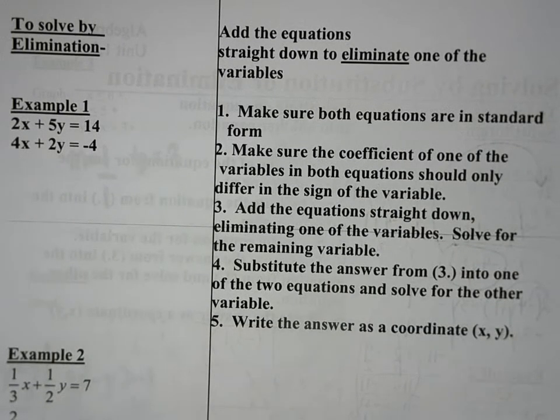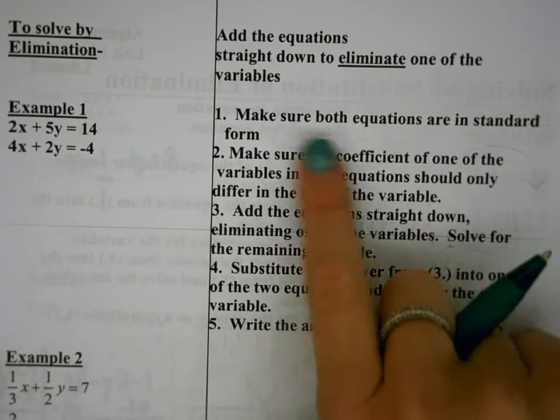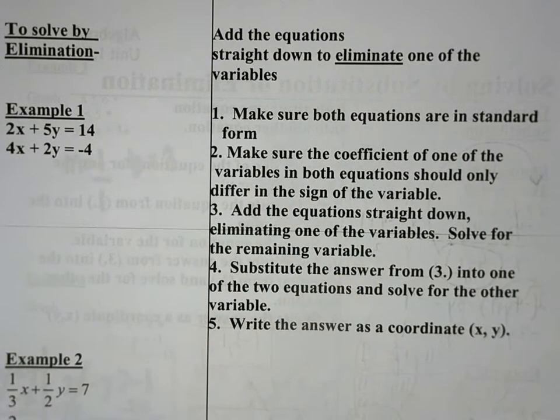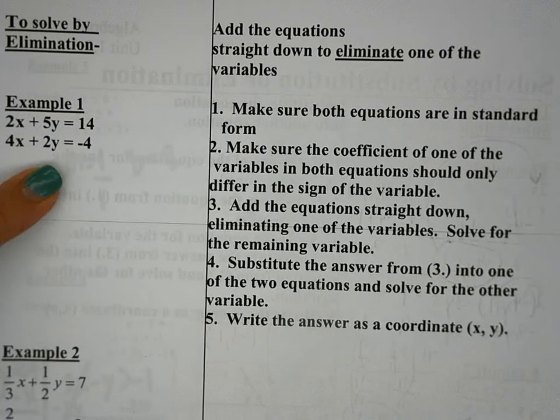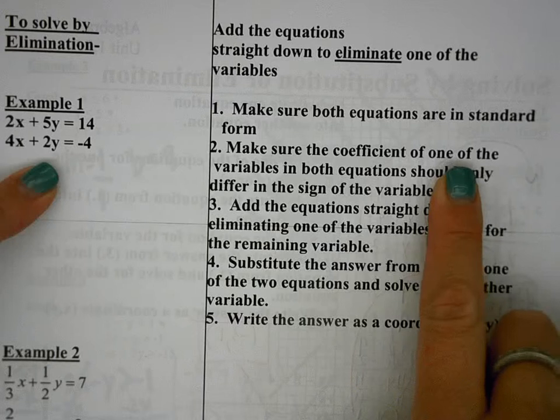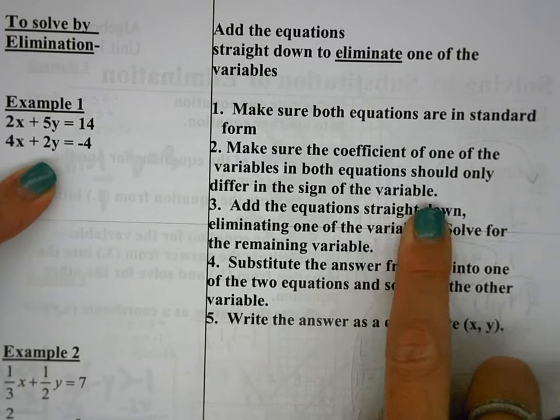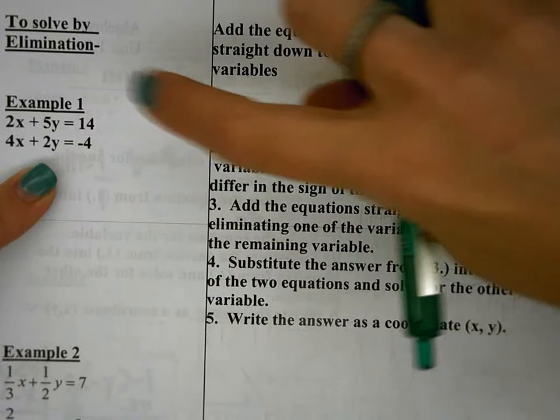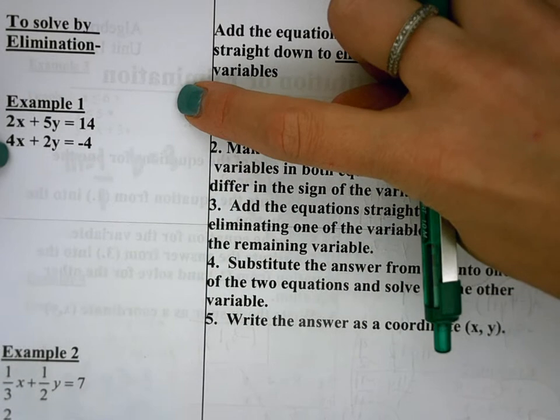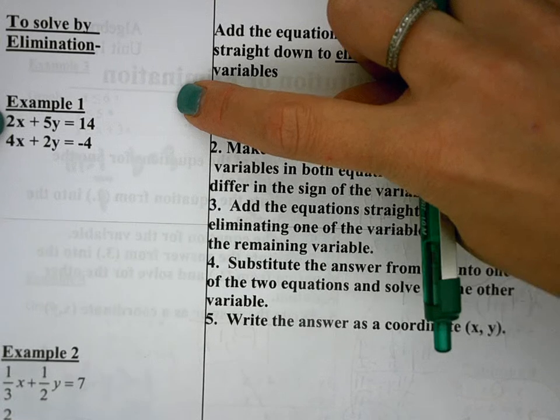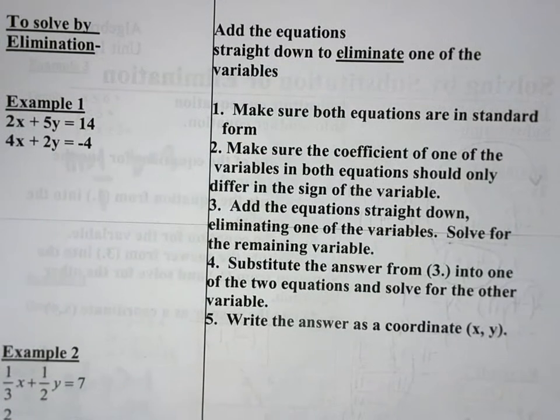Oh, okay. So, first thing you have to do is make sure both equations are in standard form. Remember, standard form is when you have your x's and y's on one side and your plain numbers on the right. So in this case, both of these are in standard form. Then you need to make sure the coefficient of one of the variables in both equations should only differ in the sign of the variable. So what they mean is you need one to be a positive 4x, but the other equation to be a negative 4x, so that when you add them together, it cancels them out, right?